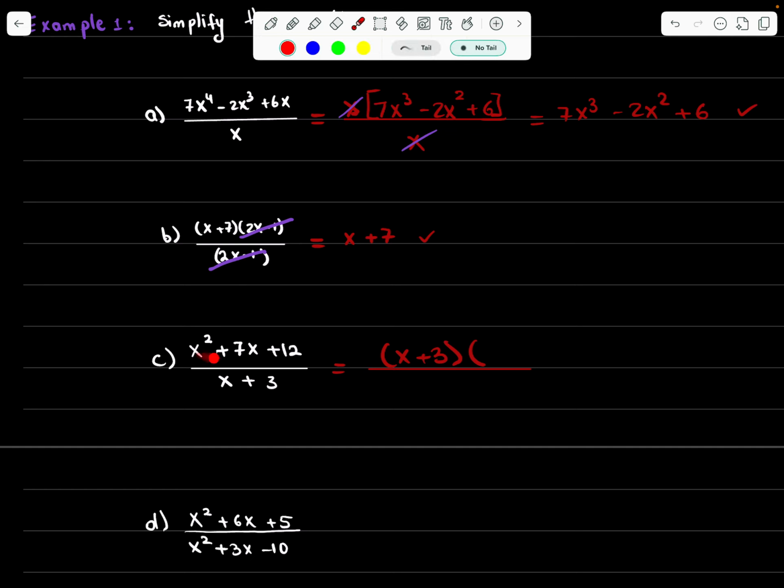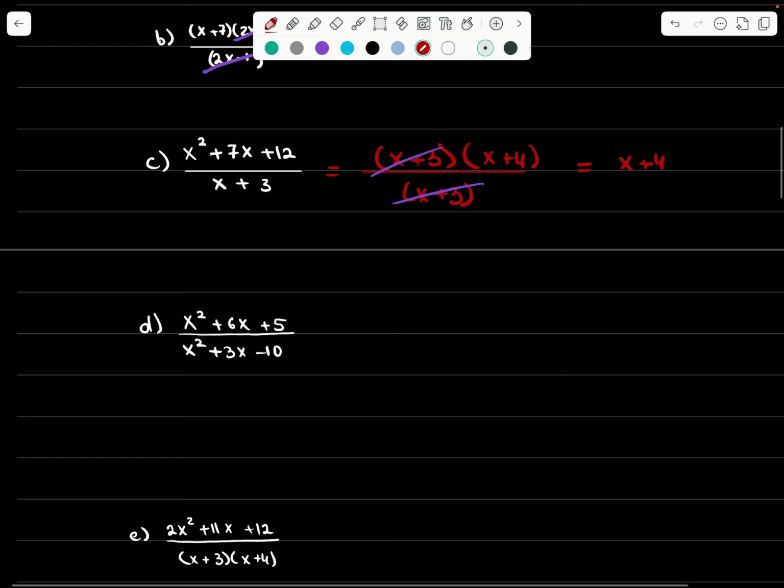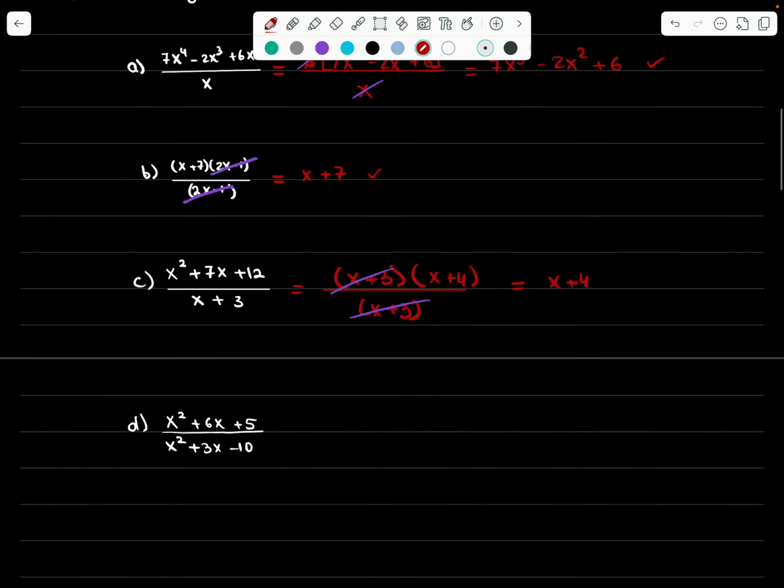Remember, when you're factorizing quadratics, there are two numbers that multiply to 12 and add up to 7. We already know one of them is 3. The other one must obviously be 4, so x plus 4, and then x plus 3 on the denominator. So x plus 3 simplified. Finally, we have x plus 4. Okay, so as you can see, the questions are getting harder.